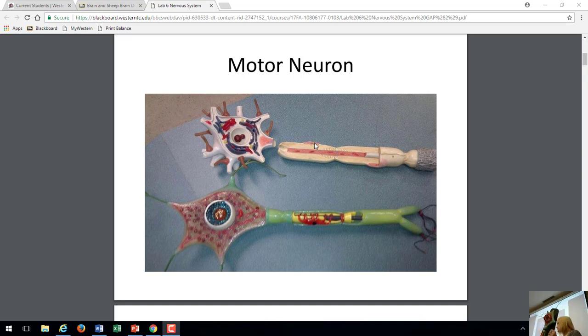So these are special helper cells in the nervous system that have a specific function. And Schwann cells, their job is to make myelin in the peripheral nervous system. So it deals with axons in nerves, those that are extending off the brain and spinal cord. So that's a Schwann cell.